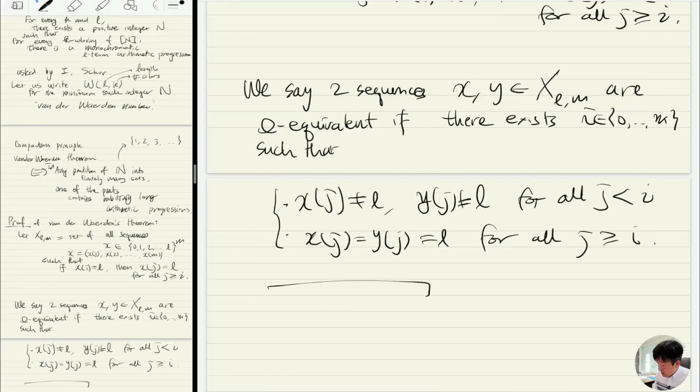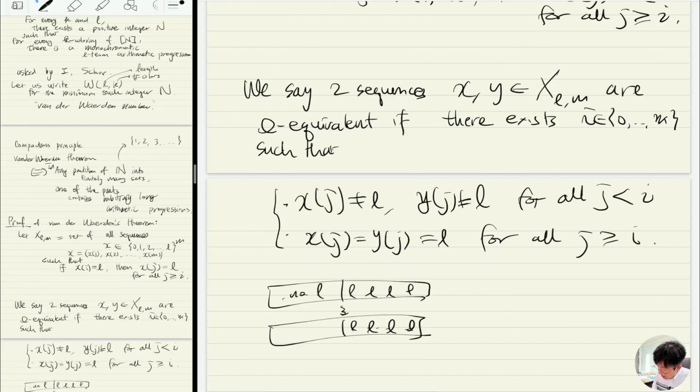So two such sequences are equivalent if the location of the segments starting with L is the same. Here you don't have any L, and at some point it starts with L, but this location is the same, then these two are equivalent.